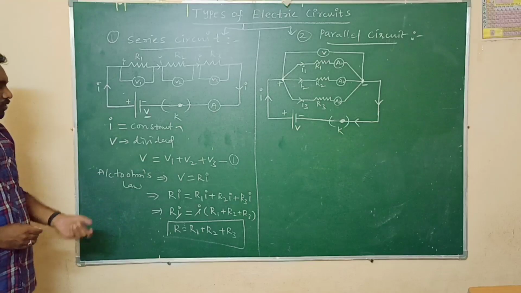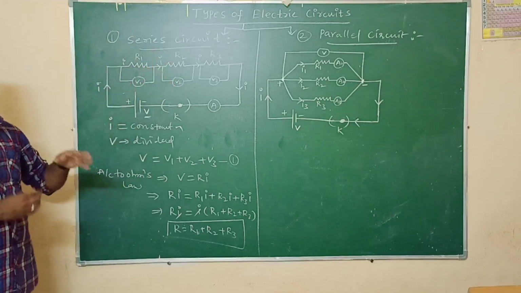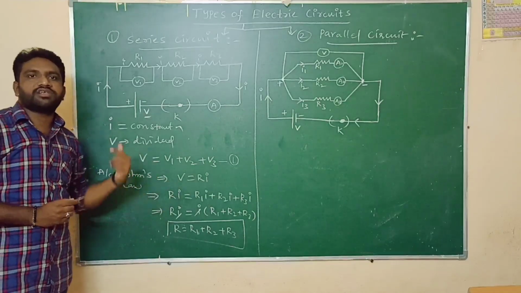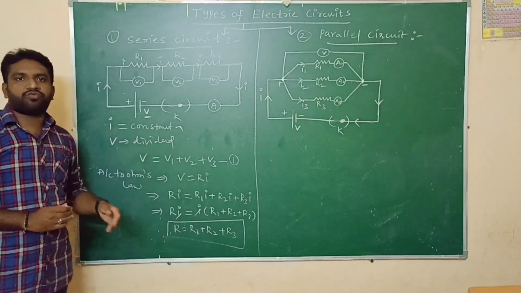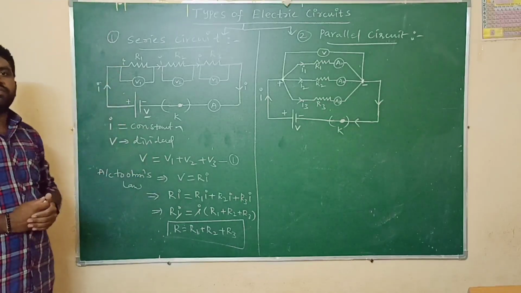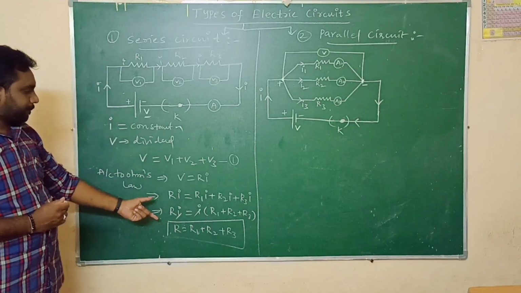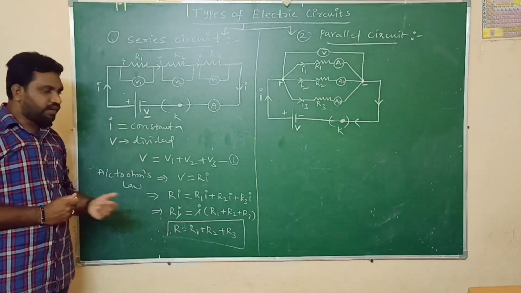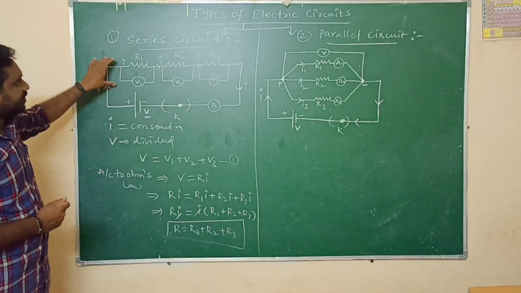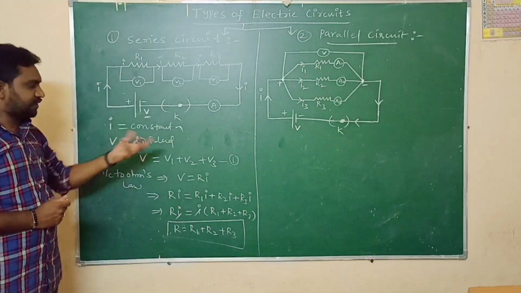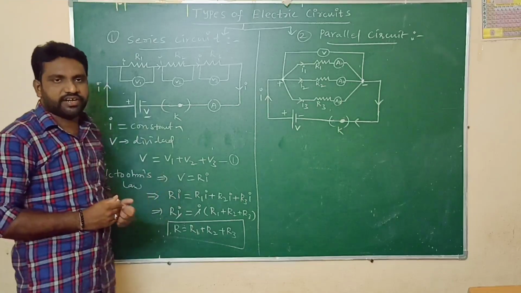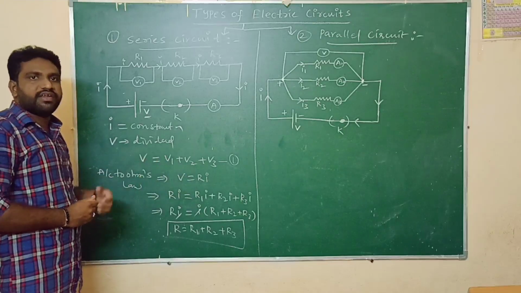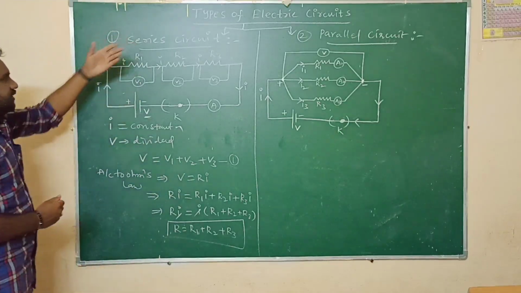So total resistance equals the sum of the individual resistances of the resistors connected in the circuit. So total resistance R equals R1 plus R2 plus R3. That is the main principle to find the total resistance when the resistors are connected in series. From that equation it is clear that in a series combination, the total resistance of the circuit is going to increase. Why? Because we are adding individual resistances. So this is regarding the series combination of resistors.